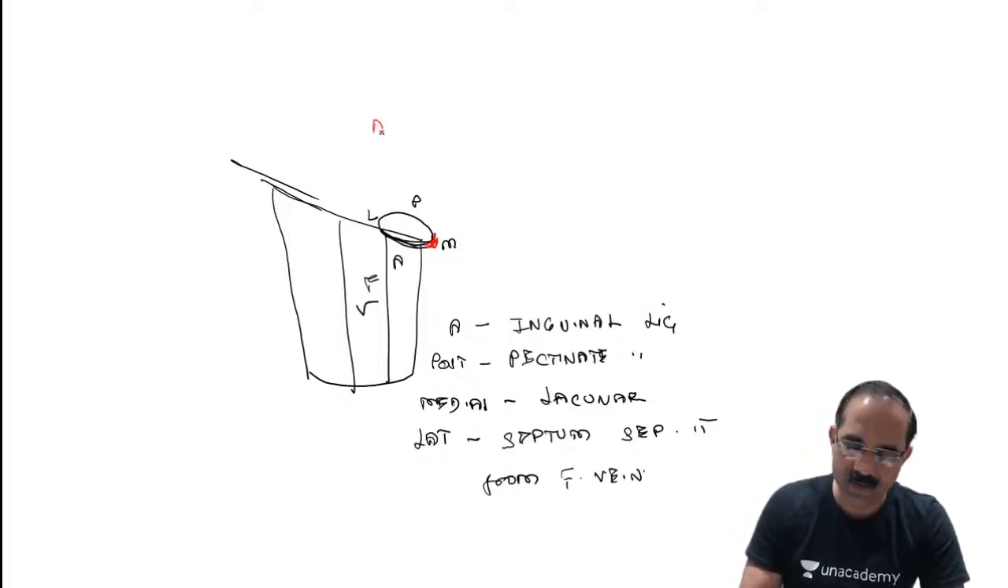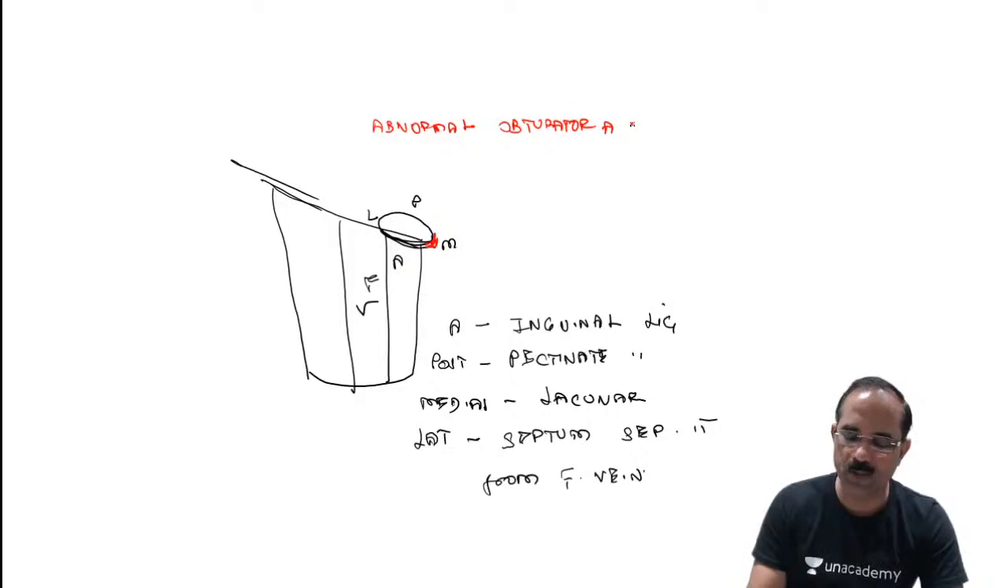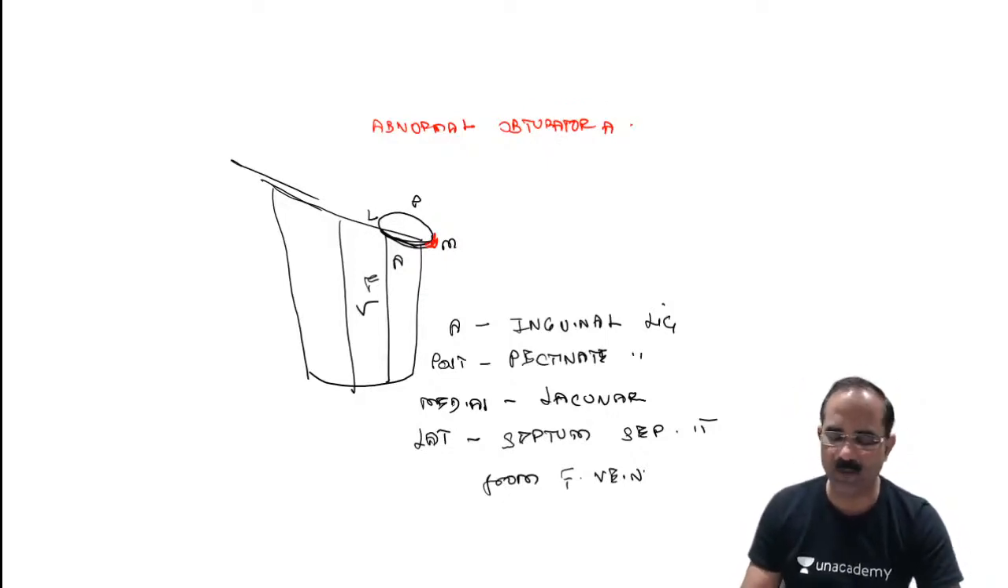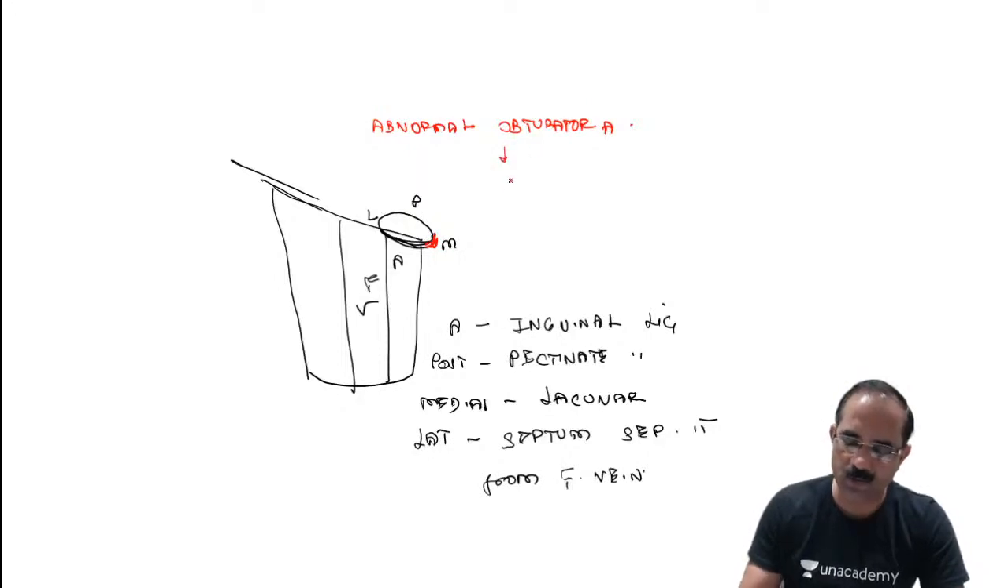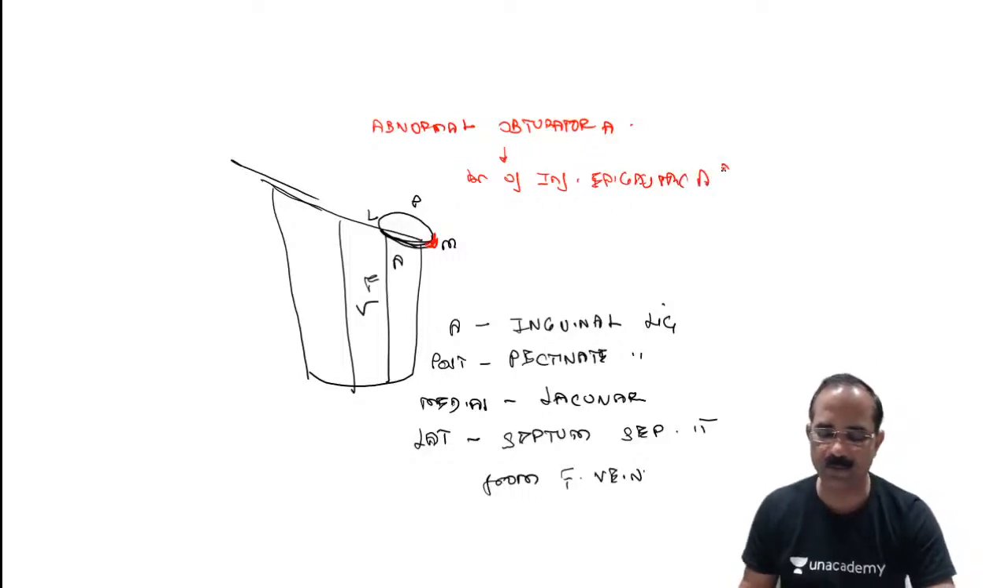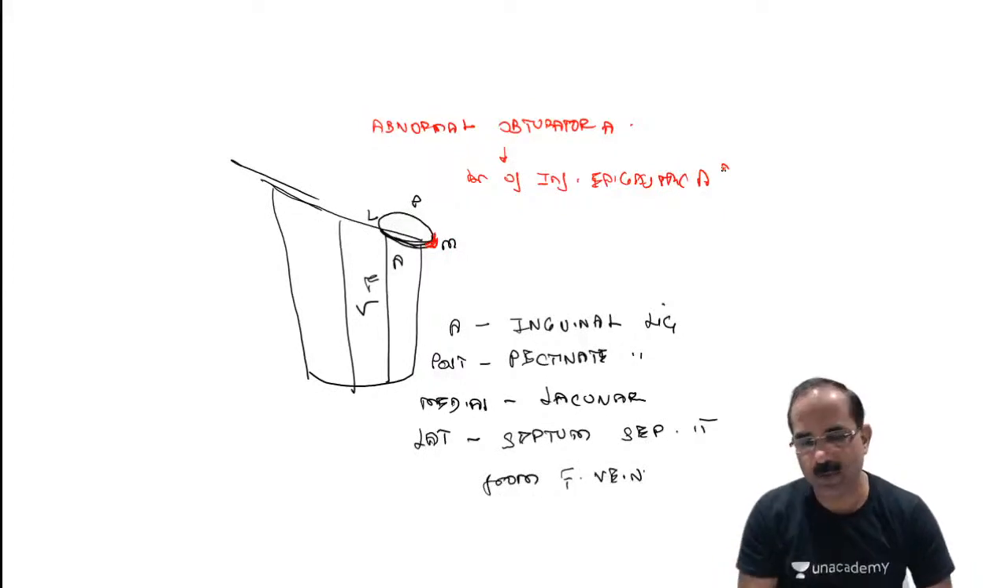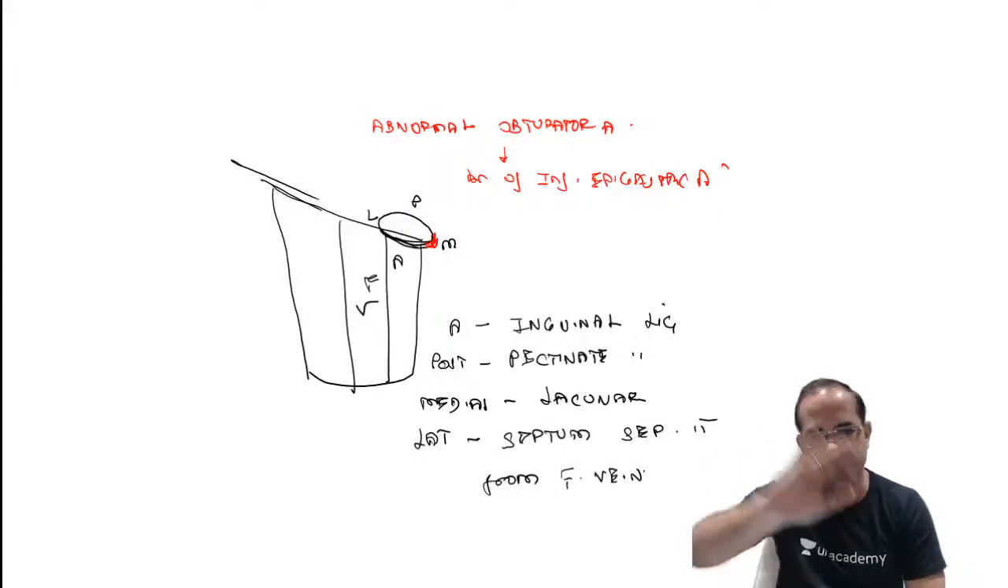This artery is the abnormal obturator artery, or the accessory obturator artery. This abnormal obturator artery is a branch of the inferior epigastric artery. Take care. If you cut this abnormal obturator artery, there's going to be a hemorrhage.